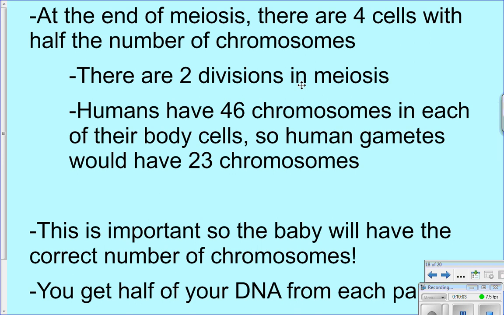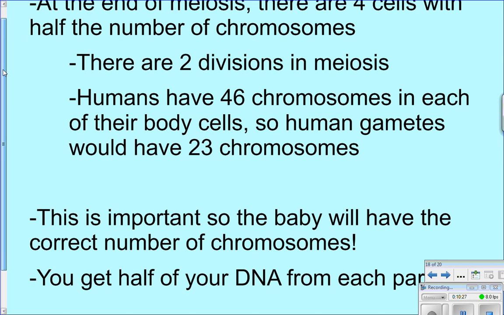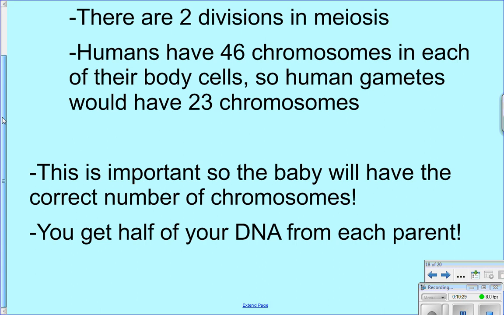Humans have 46 chromosomes in each of their body cells. So human gametes, the sperm cell in males and the egg cell in females, would only have 23 chromosomes. This is important so the baby will have the correct number of chromosomes. If the sperm and egg cell had 46 chromosomes, the baby would have 92. That's twice as many. So the sperm and egg cells have to have half the number of chromosomes so the baby gets the correct number. 23 plus 23 will give you 46, which is the number of chromosomes humans should have.